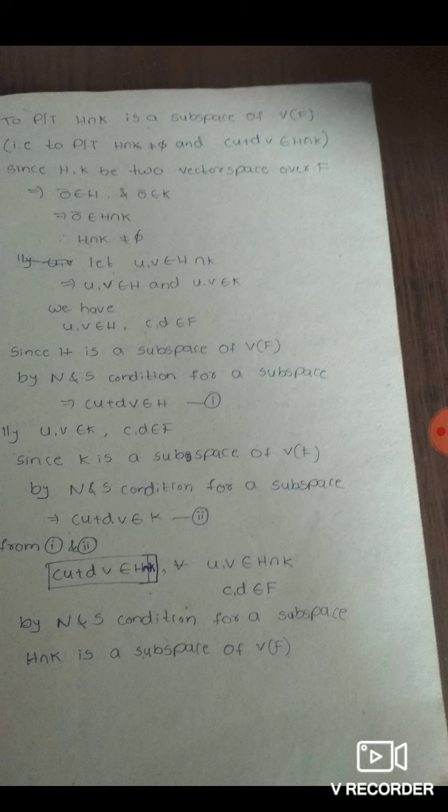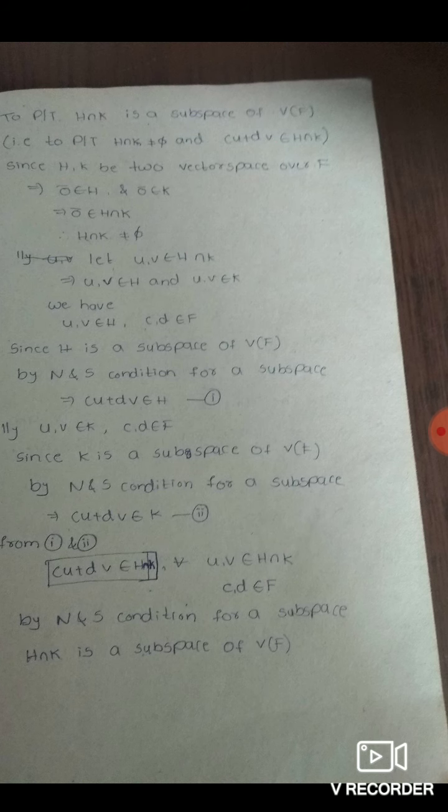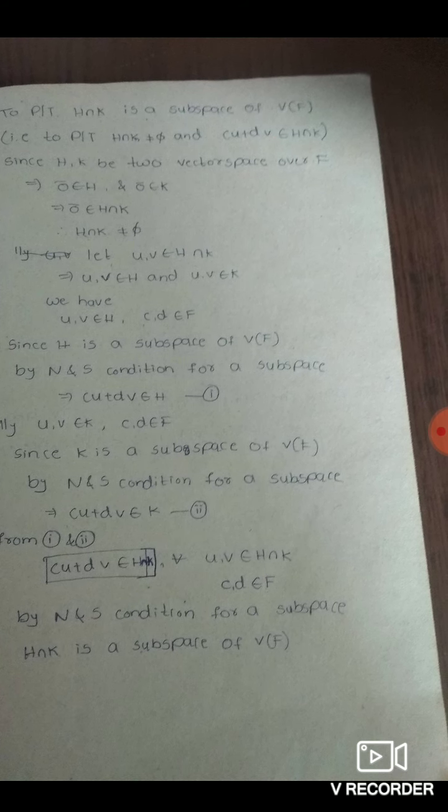That is, the intersection of two subspaces is a subspace. If H, K are two subspaces, then H intersection K is a subspace of V(F).